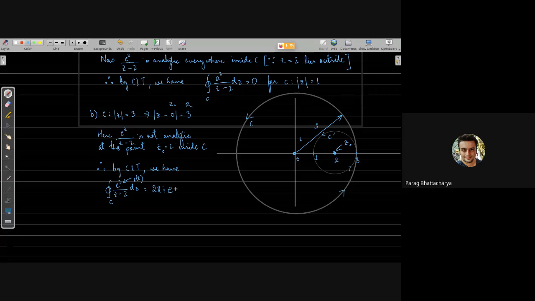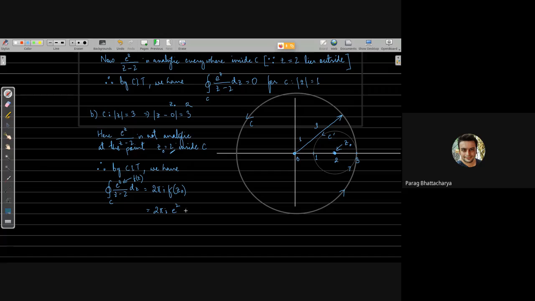The function is whatever is there in the numerator, which is e to the power of z. What we need to do is find out the value of the function at z naught, and here z naught is equal to 2. So this will be equal to 2 pi i into the function, which is e to the power of 2.